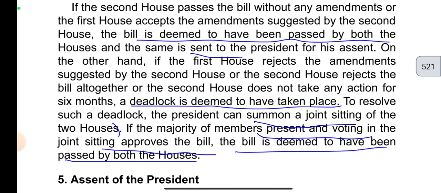If the second House passes the bill without any amendments, or the first House accepts the amendment suggested by the second House, the bill is deemed to have been passed by both Houses and the same is sent to the President for his assent. On the other hand, if the first House rejects the amendment suggested by the second House, or the second House rejects the bill altogether, or the second House does not take any action for 6 months, a deadlock is deemed to have taken place, right? To resolve such a deadlock, the President can summon a joint sitting of the 2 Houses. If the majority of members present and voting in the joint sitting approves, the bill is deemed to have been passed by both the Houses.